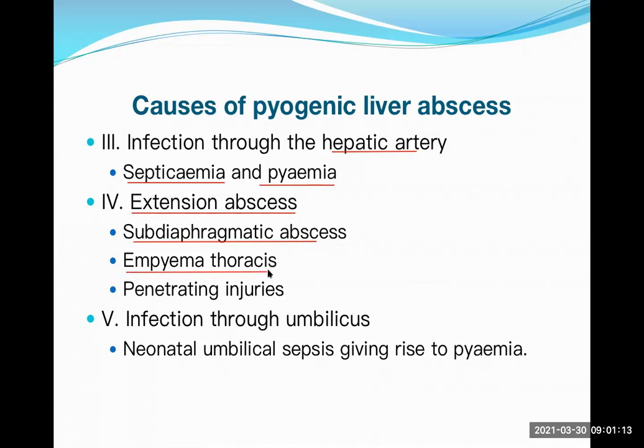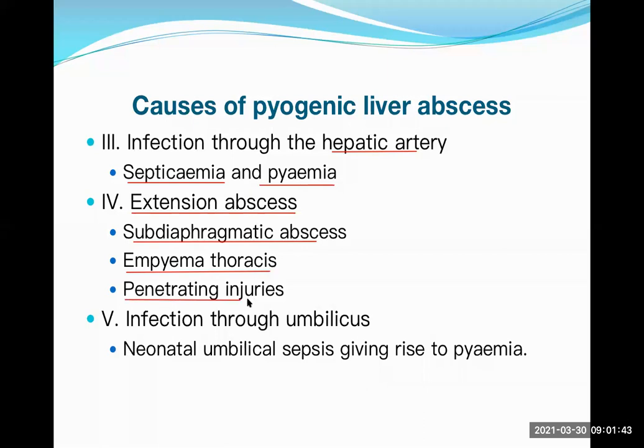Empyema thoracis. Now, what do you mean by that? What is empyema thoracis? It is collection of pus in the pleural space mainly. Pus in the thoracic cavity. Exactly. Collection of pus in the pleural cavity or thoracic cavity, whatever you say, this is called empyema thoracis. So it may again extend into the liver. And vice versa is also right, a liver abscess may rupture and may lead to empyema thoracis.